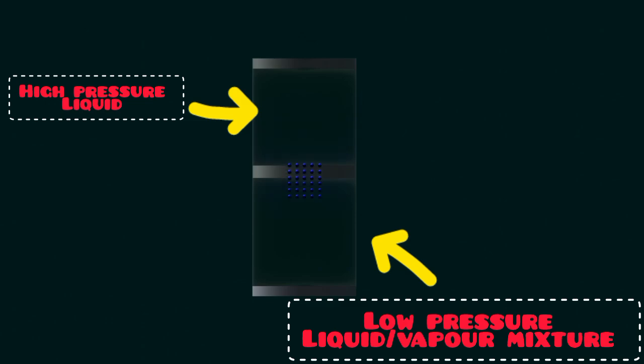The refrigerant then expands to fill the low pressure space in the evaporator. This expansion causes both pressure and temperature to drop sharply, preparing the refrigerant to absorb heat once again. The cycle then repeats continuously.